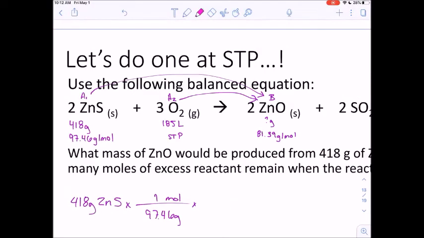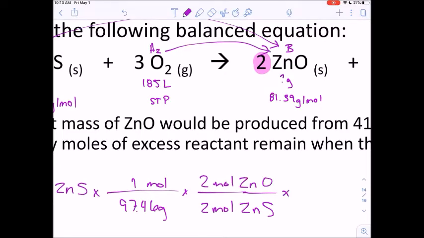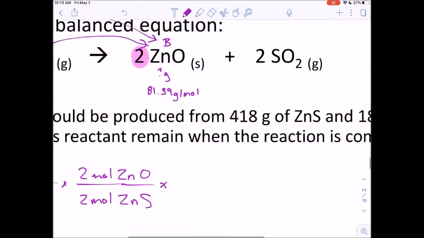Then I'm going to use that mole ratio step. So my mole ratio here, I have 2 to 2. So I have 2 moles of zinc sulfide for 2 moles of zinc oxide. Zinc sulfide is going to be on the bottom to cancel out, and 2 moles of zinc oxide on top. My moles of B is always on top. My last step is that molar mass for my B, and I have moles on top here, so moles has to be on bottom. So I have 1 mole having 81.39 grams in that final step.